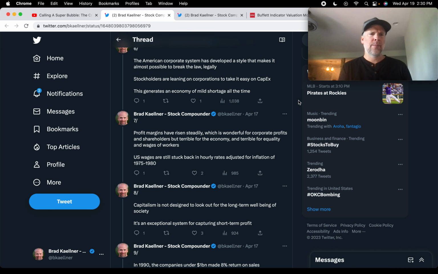Buffett said something like, anybody who thinks all buybacks are bad is an economic illiterate, effectively. Profit margins have risen steadily, which is wonderful for corporate profits and shareholders, but terrible for the economy and terrible for equality and wages of workers. U.S. wages are still stuck back in hourly rates adjusted for inflation of the late 1970s. And Grantham points out how, in France, in other European countries, wages have grown a lot faster than they have in the U.S.